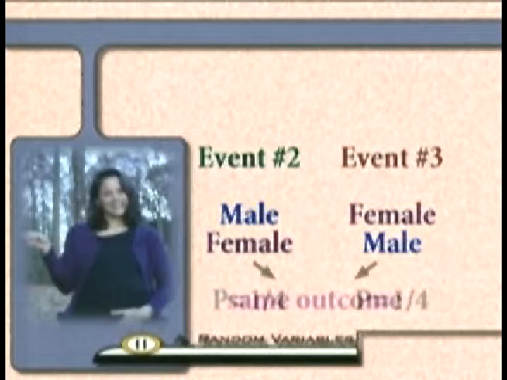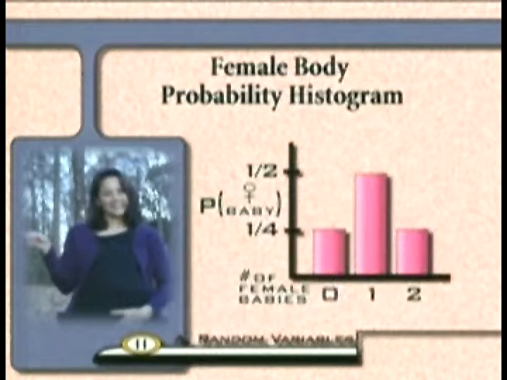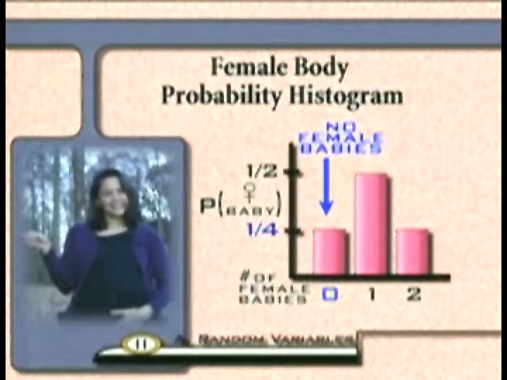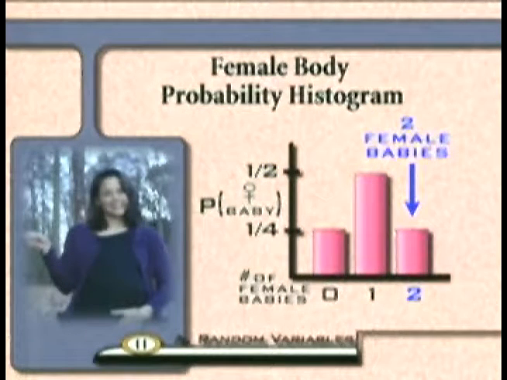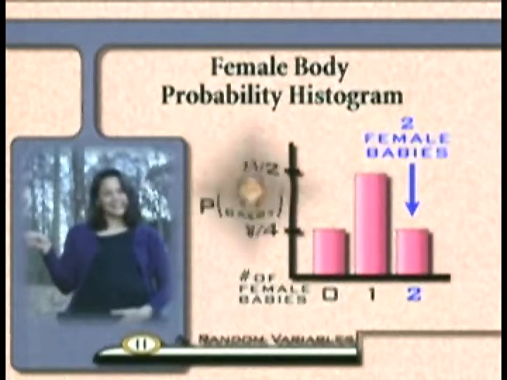Since events 2 and 3 produce the same outcome, we can combine their probabilities, giving us a probability histogram that looks like this. Remember, X represents the number of girl babies Maternity Glenda gives birth to. The probability of X equaling 0, which means Glenda gives birth to 0 female babies, is 1/4, or 0.25. The probability of X equaling 1, if Glenda were to have 1 female baby, is 1/2, or 0.5. And the probability of X equaling 2 is 1/4, or 0.25. This histogram is the probability distribution for our example. We just used a probability histogram to organize our data.